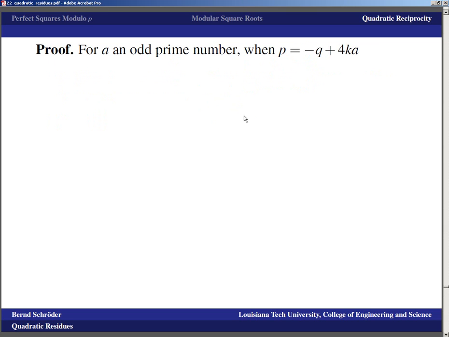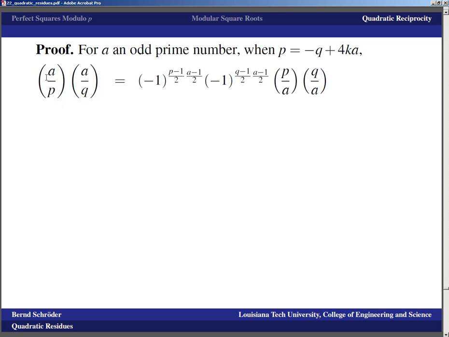So let's take a look at this. Take a to be an odd prime number, and we're going to consider the case that p is −q plus 4ka, or 4ka. And when we have that, we can look at the product of the Legendre symbol of a over p and the Legendre symbol of a over q. And if I can show that this product is equal to 1, then I could just multiply both sides with the Legendre symbol of a over q to get the desired equation.